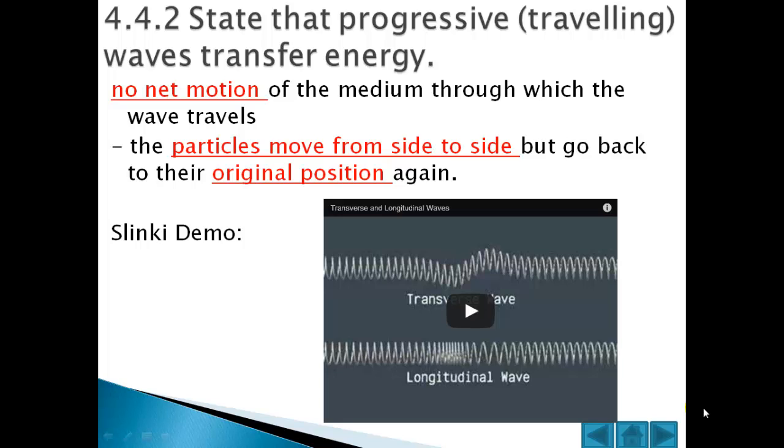So these waves, a progressive wave which starts from the source and moves away, is something that transfers energy. There is no net motion of the medium through which the wave travels. In other words, the particles that are part of the medium that transfer the wave oscillate around a fixed point, so there's no net transfer of the particles in the medium. The wave, however, is transferred. The particles move from side to side but go back to their original position again.